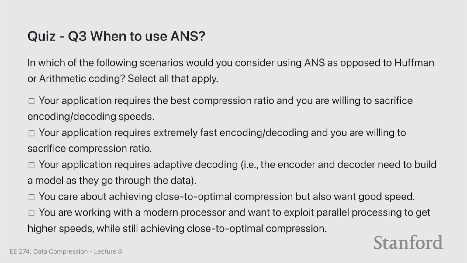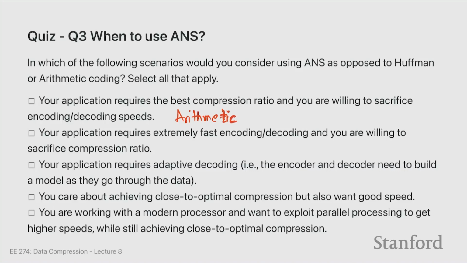Okay, here I will ask for your help. The question is, when do you want to use ANS as opposed to Huffman or arithmetic? First part: your application requires the best compression ratio and you are willing to sacrifice encoding or decoding speeds. So what do you think should be the answer here? Is ANS the best answer or something else? Okay, I see some heads shaking. Here actually arithmetic is typically the best answer. Talk to us later if you thought differently.